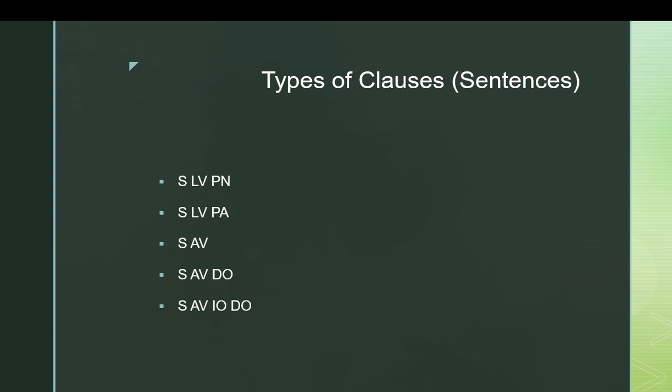The second type of sentence, also with linking verbs, is when a linking verb is attaching an adjective. In that case, your adjective is called the predicate adjective. But other than that, there's no real difference.